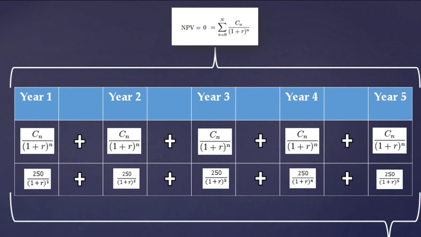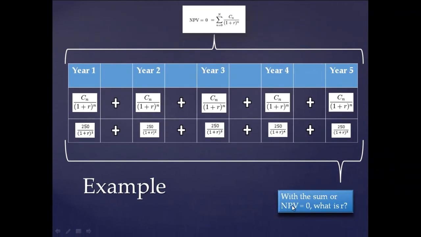So we'd have, for example, if we were to get $250 back each year for this particular project, the cash flows that are coming in, and that'd be over 1 plus the discount rate. And the first year would be to the power of 1, the second year power 2, power 3, power 4, power 5. Now, if we sum that all up and the NPV equals 0, then we can try to figure out what the discount rate is. And to do that by hand is fairly tedious and probably challenging. And so we have tools like Excel to do that for us.